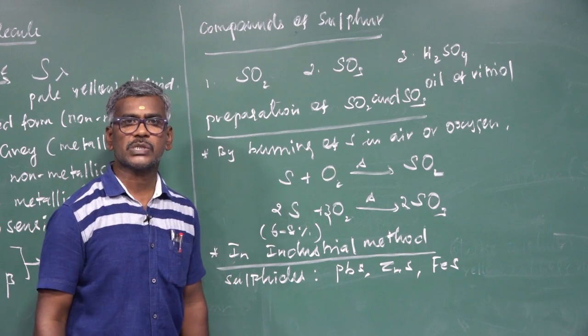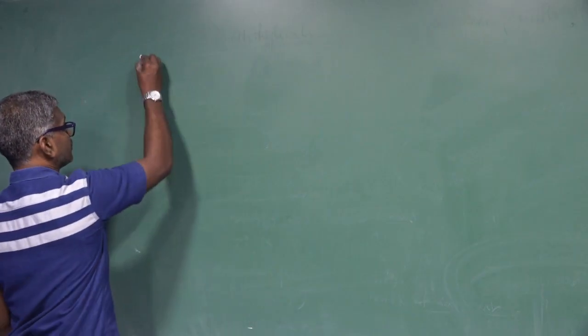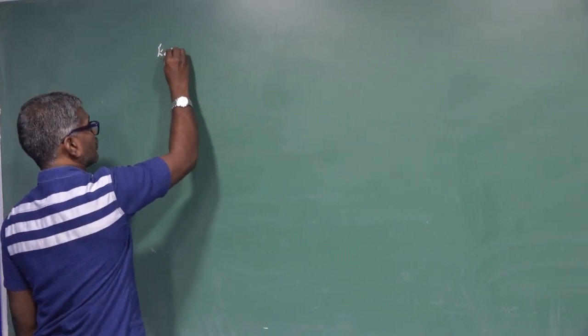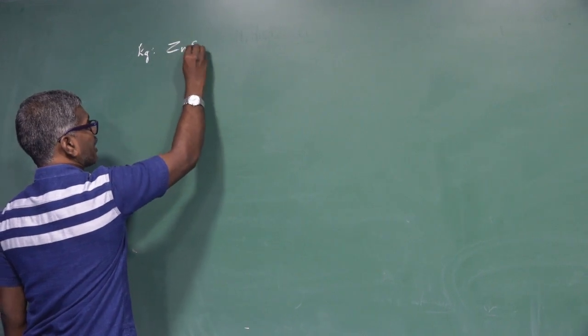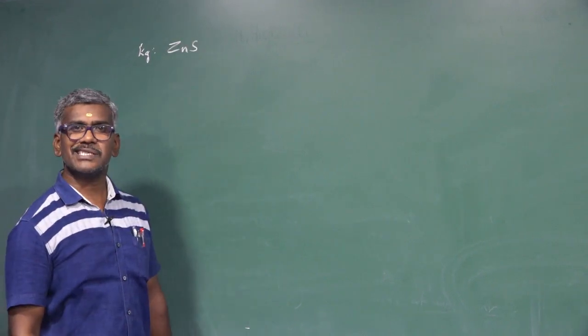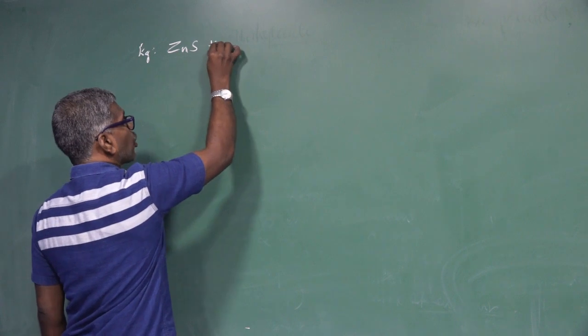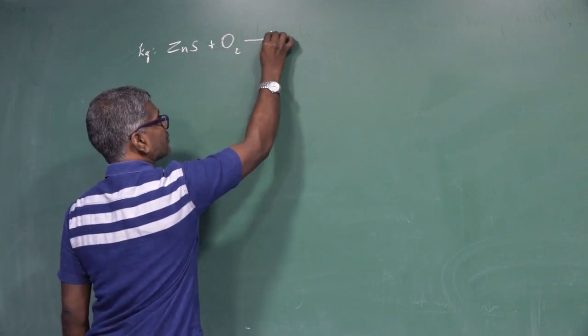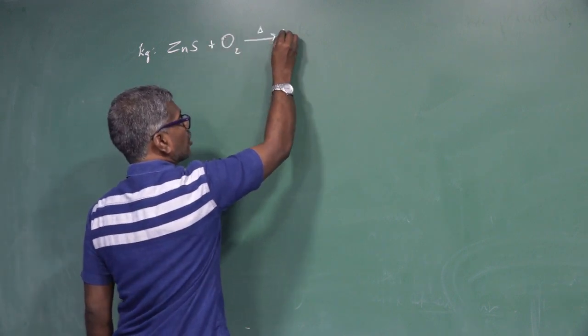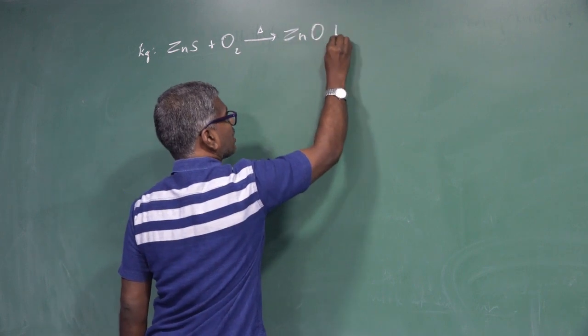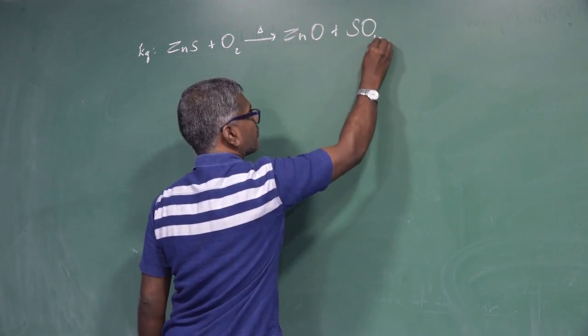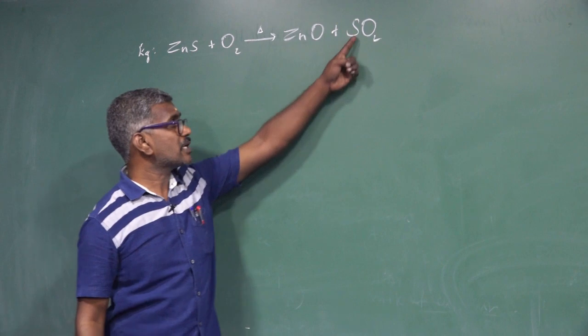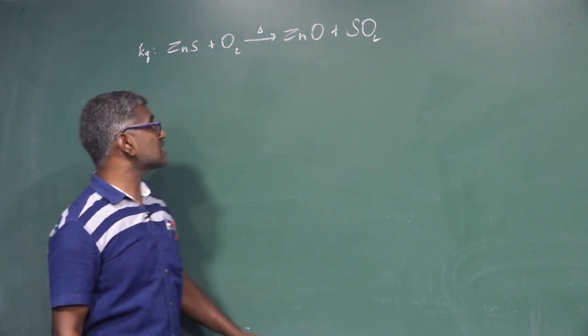How to form the SO2? For example, zinc sulfide, the ore named zinc blende, undergoes oxidation, that is, it is heated to form zinc oxide plus SO2. Preparation of SO2. How to balance the equation?